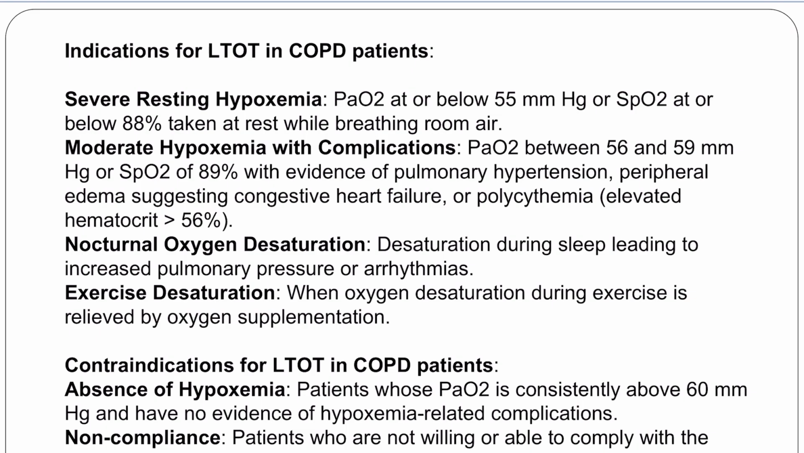Okay. Second indication, moderate hypoxemia with complications. So you've done the arterial blood gases, the partial pressure of oxygen comes back between 56 and 59. SpO2 is 89%. But if the patient has other comorbidities, like evidence of pulmonary hypertension, peripheral edema suggesting congestive heart failure, or polycythemia, by which I mean elevated hematocrit more than 56%, then in these patients also we can consider offering long-term oxygen therapy.